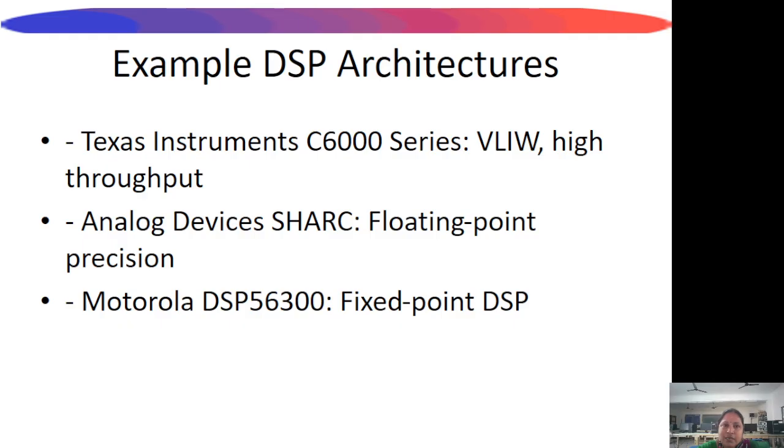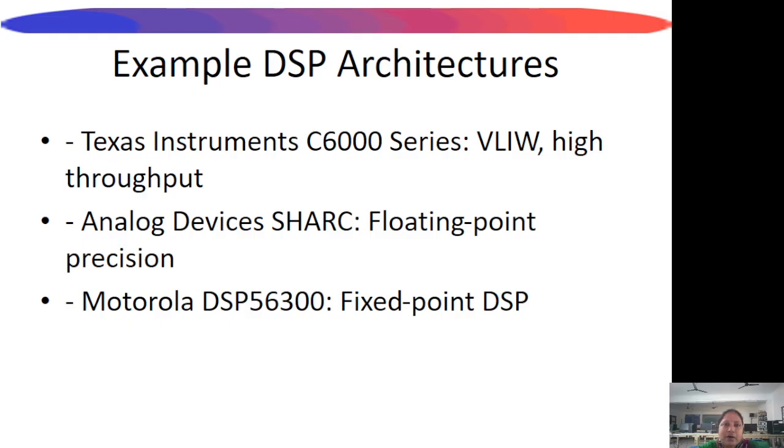Next we see some of the examples of DSP architecture. Several commercial DSP architectures are available today. Texas Instruments C6000 series uses VLIW architecture. It provides very high throughput through parallel execution. Analog Devices SHARC processors support floating point operations. They are used in high precision applications. Motorola DSP56300 series is a fixed point DSP. It is suitable for cost-effective applications.